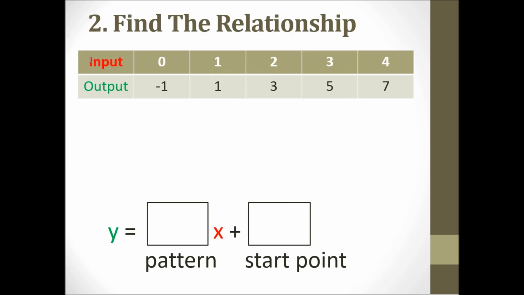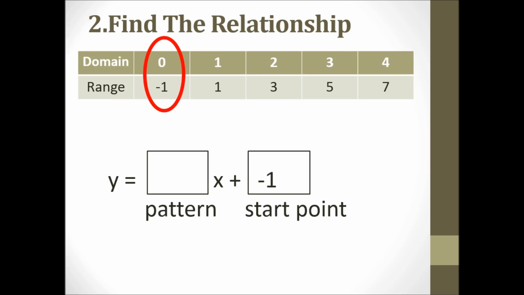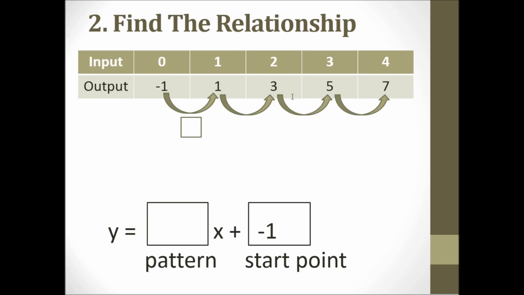I changed it from independent dependent to input output because the X is input, the output is Y. We still need the start point and the pattern. The start point is -1, so we write -1. Now we need to find the pattern. How do I find the pattern for this one? Well, let's move from -1 to 1. From 1 to 3, from 3 to 5, from 5 to 7.